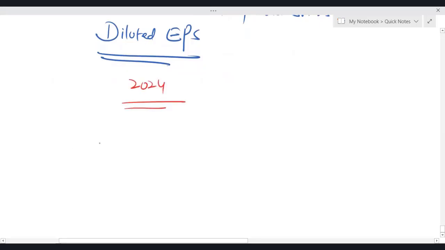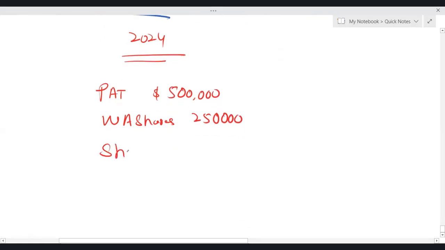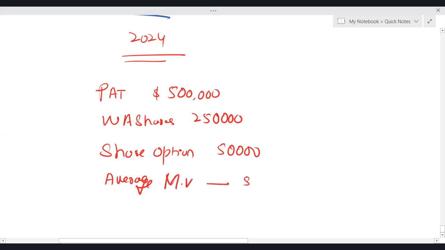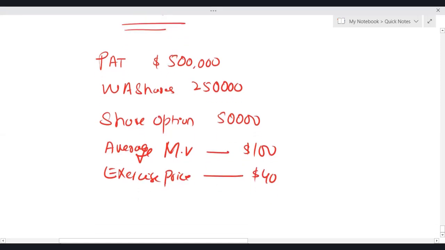Assuming this is 2024, we have a profit after tax of 500,000. Let's say weighted average shares we have 250,000. In 2024, we have share options 50,000. Average market value is $100. Exercise price is $40. So we have profit after tax 5 lakh, weighted average shares 2,50,000, share options 50,000, average market value is 100, exercise price is 40.